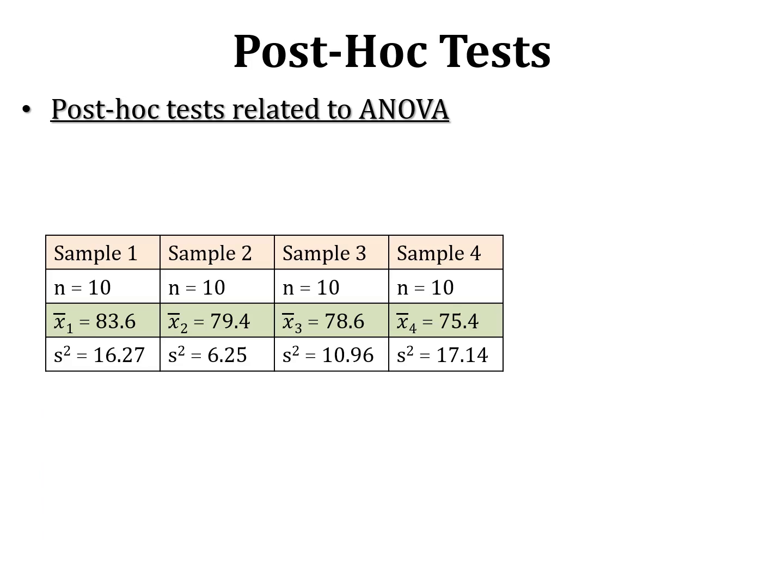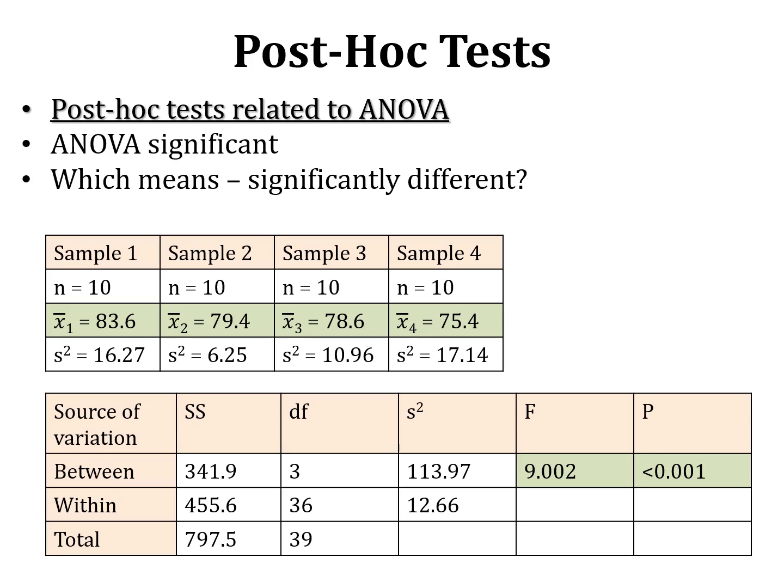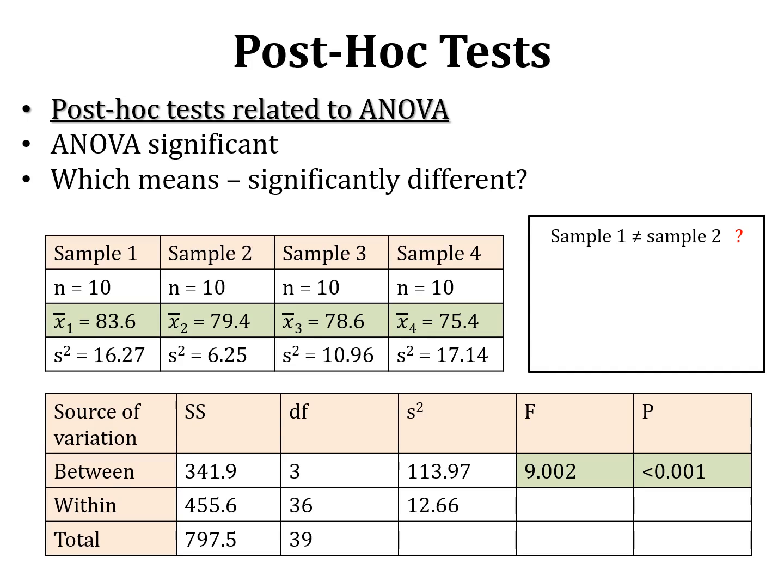Now, another example, where we have 4 samples here. The mean of sample number 1 is 83.6. For sample number 2, this is 79.4. For sample number 3, this is 78.6. And for sample number 4, this is 75.4. So when we perform ANOVA, we find that these means are statistically significantly different from each other. But again, the question is, which means are specifically different from each other, right? Because this is giving us an overall comparison, and our alternate hypothesis was that at least one mean is different. So what is the mean pair which is different?